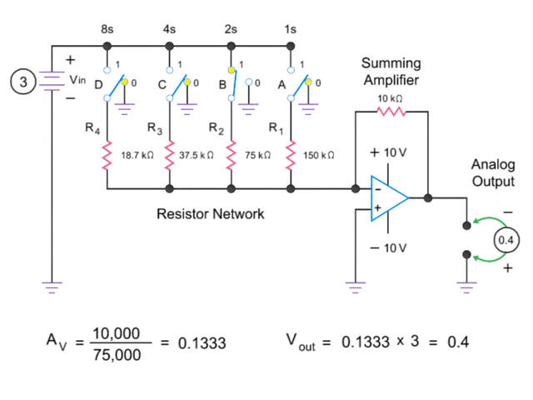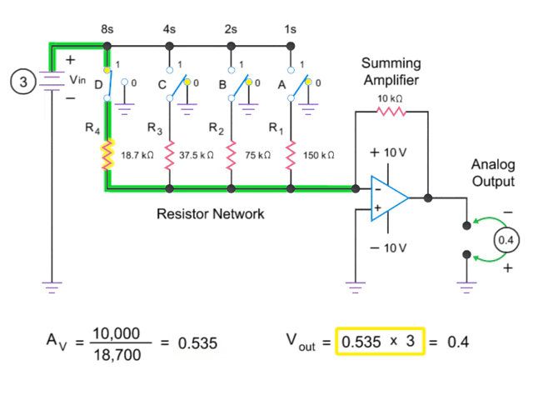Let's switch in another resistor value and look at what the voltage output would be. A binary input of 1000 closes switch D, resulting in an input of 18.7 kiloohms. The gain then would be 0.535, giving a final output of 1.6 volts.